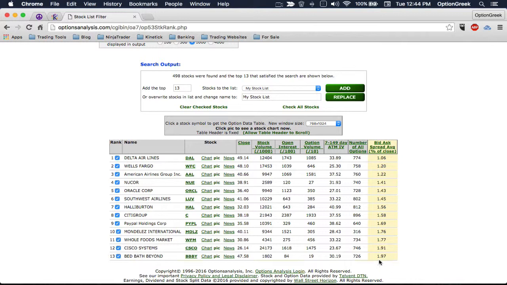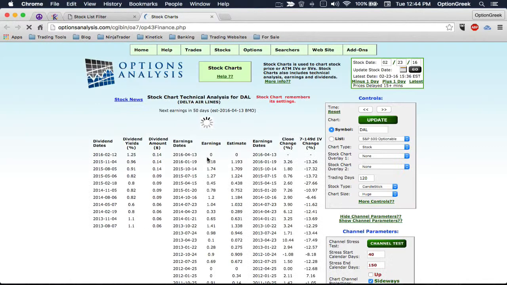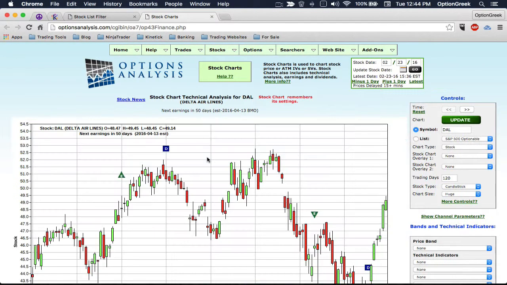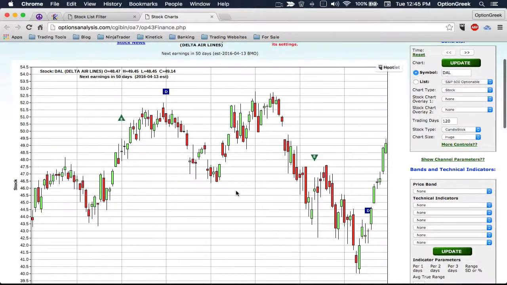And you can see that we're capping it out here at about 1.9%. So everything here is 2% or less. And if you wanted to take a look, we can just look at the chart. This will bring up a chart of the symbol DAL, Delta Airlines. And you can see that this one's actually quite good.